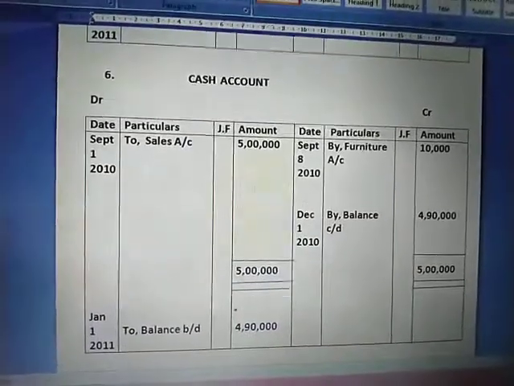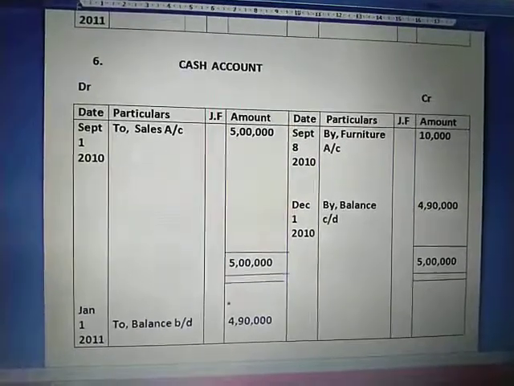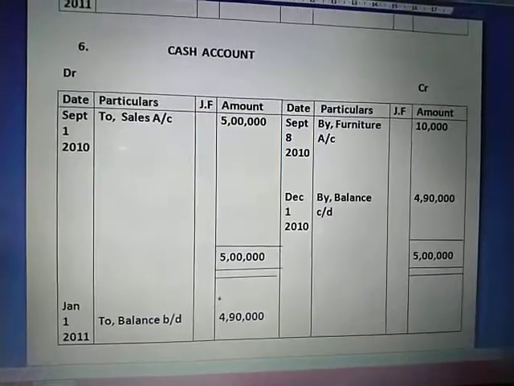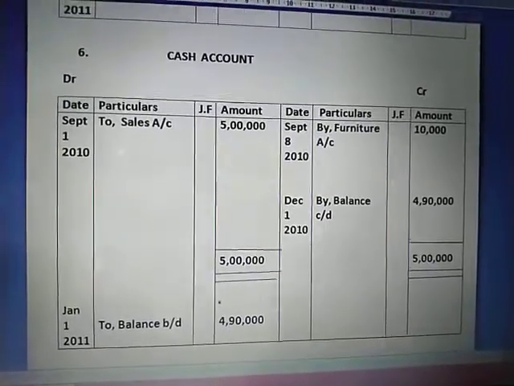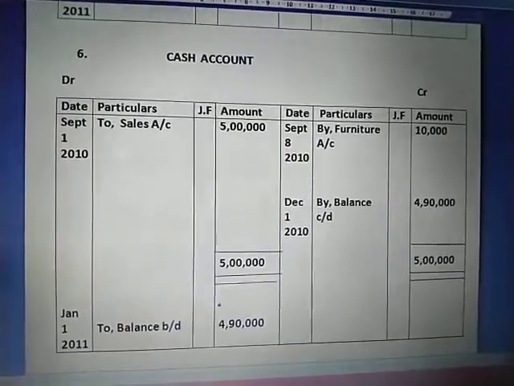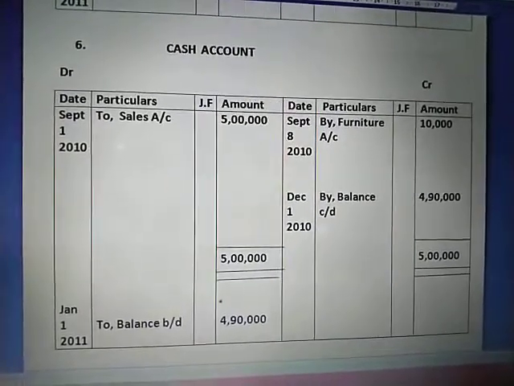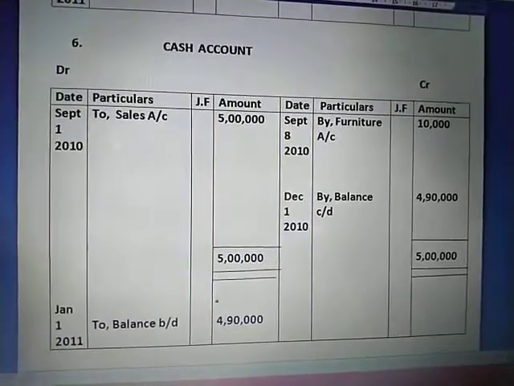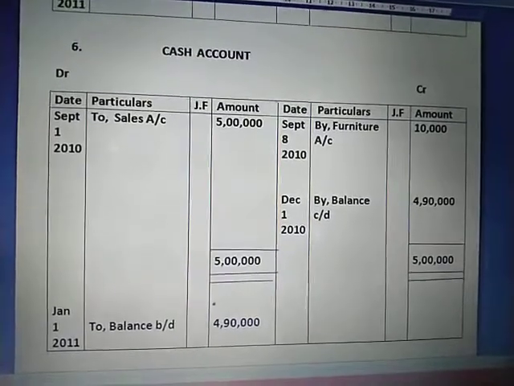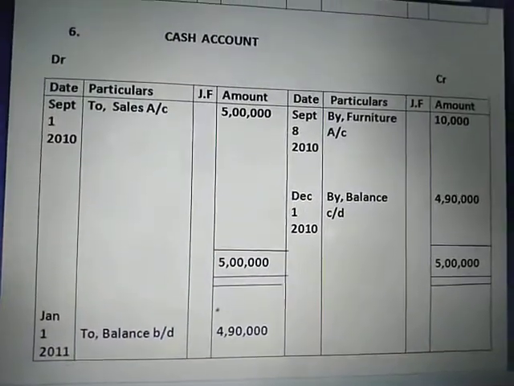Now children, we will balance cash account. In cash account, on both sides we have some postings. First of all we will add up both the sides, and we will find that here we have the debit side as 5 lakh, and here we have the credit side as 10,000. So if the debit side exceeds the credit side, we call it a debit balance. Now on the last date, the 31st December 2010, we have to balance it, so by balance CD 4,90,000, and this balance will be carried down on Jan 1 2011 as balance BD.